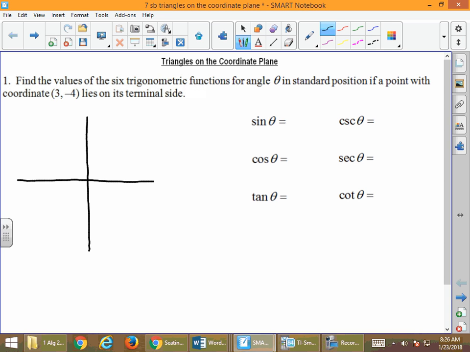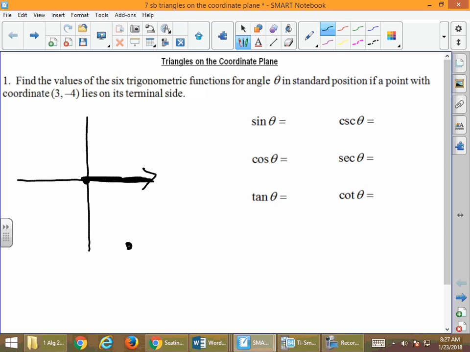And what we know with standard position is that the vertex is going to be at the origin, and our initial side is going to be along the positive x-axis. I'm trying to darken that in a little bit. I should have changed colors, but oh well. Here is our initial side. And what this problem says is that the terminal side is going to be at the point 3, -4. Sorry, 3, -4. So over 3 down 4, so to speak.